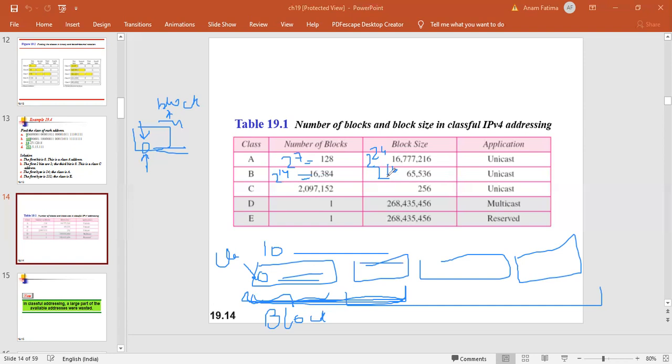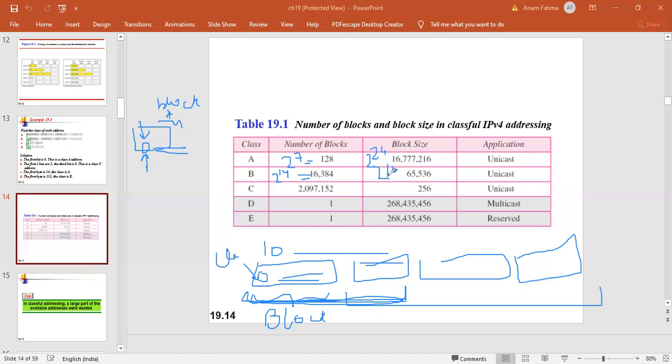Here, the address space is divided into 5 classes, and where the octets fall is fixed. Like in class A, your first octet identifies the block, and the remaining 24 bits are used to identify the host within the blocks, right? And in class B, it is fixed as well: the first two octets identify the block, or you can say the network part, and the remaining 16 bits identify the host within the network, right?